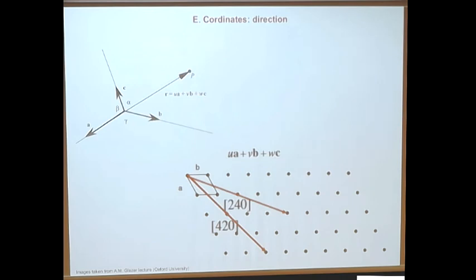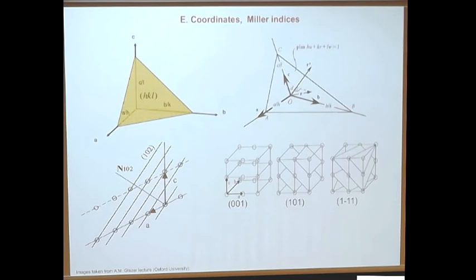For a direction, we use square brackets. Then we have Miller indices. We put them in simple brackets, in parentheses. So this describes the planes.